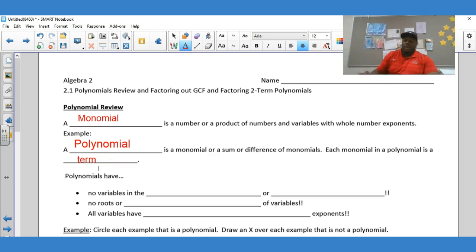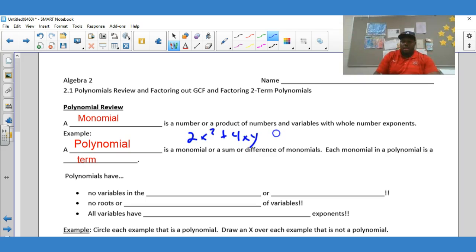So let's say you had a polynomial written out, like 2x squared plus 4xy plus 2. These are the sum. As a matter of fact, just for the sake of showing you, minus 4z. These are the sums and differences of different monomials. So that's what makes it a polynomial.